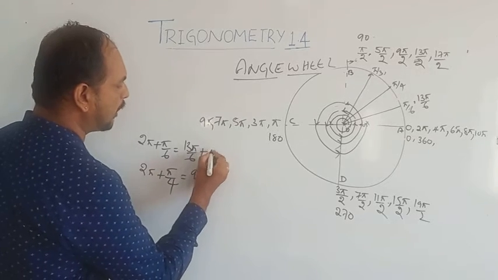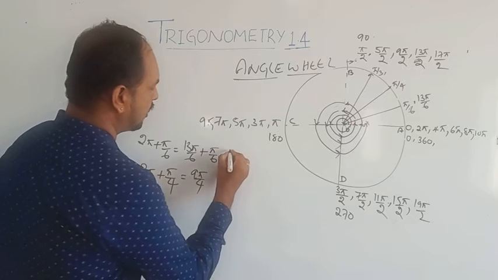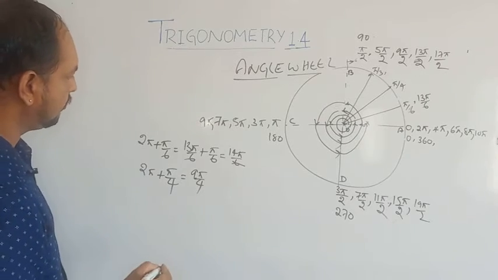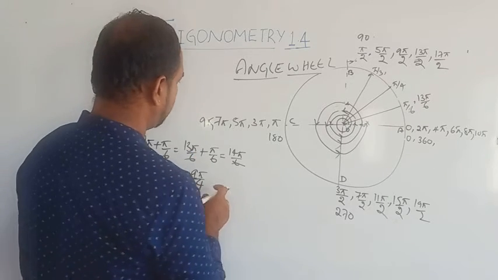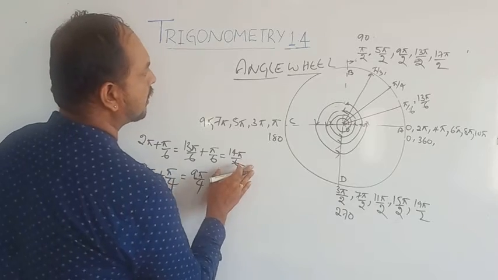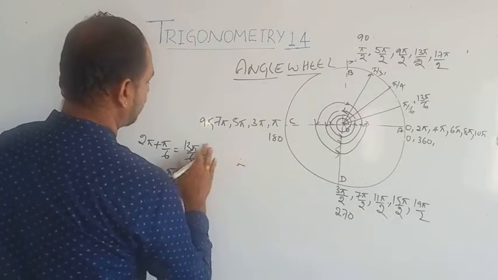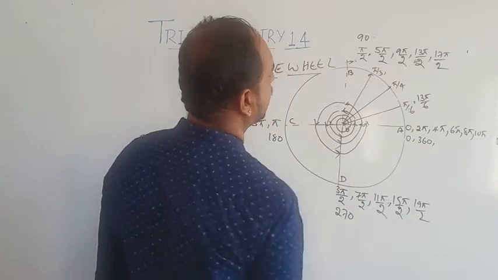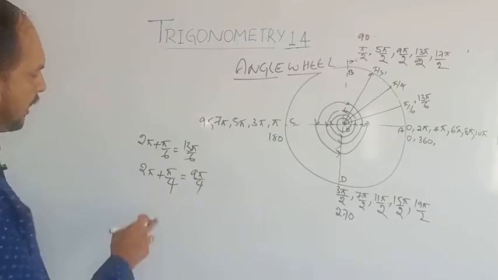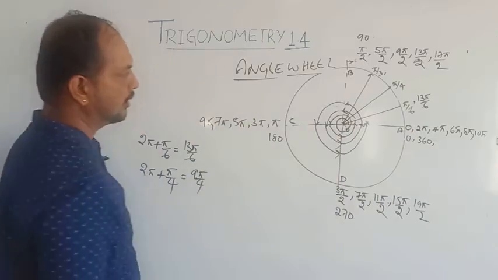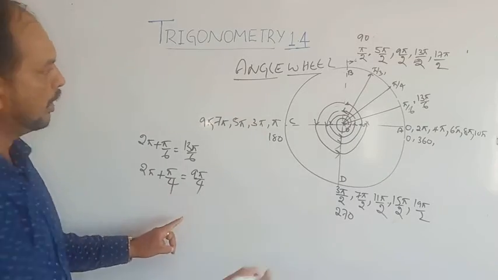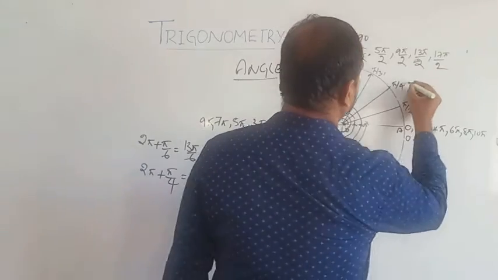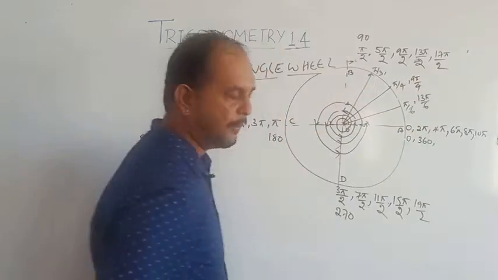Or here also you can add pi by 6. So it is 14 pi by 6. Sorry, not 14 pi by 6, it will be complicated, not required, because it is 30 plus 45, that means 15 degree. So better you add 2 pi to pi by 4, that is 2 pi plus pi by 4, so it will be easy. So 9 pi by 4, so 9 pi by 4.